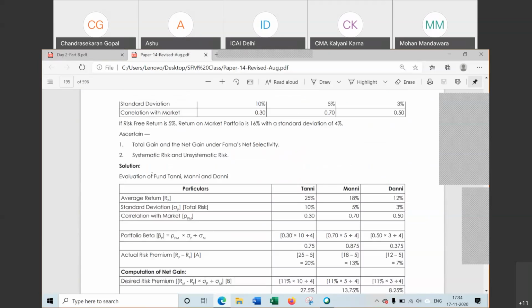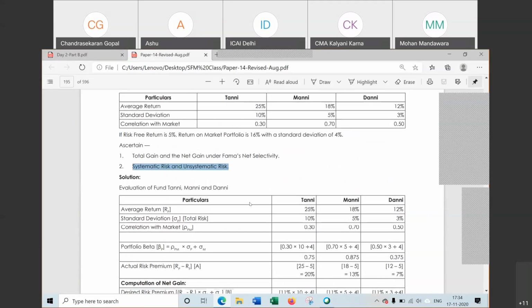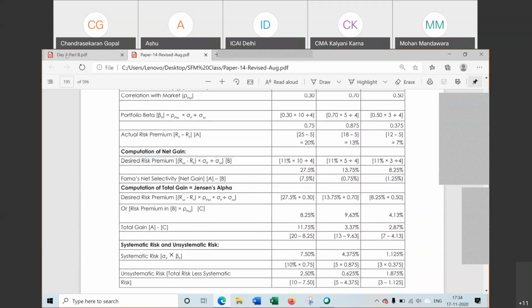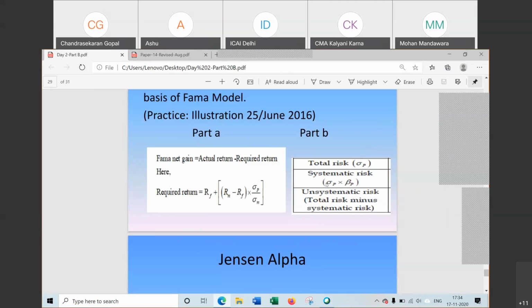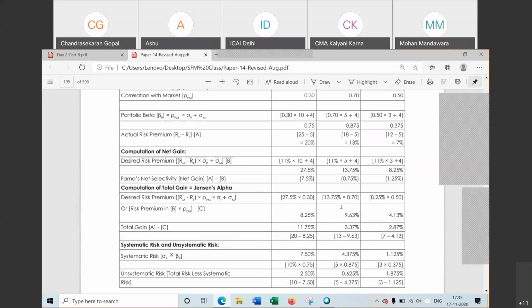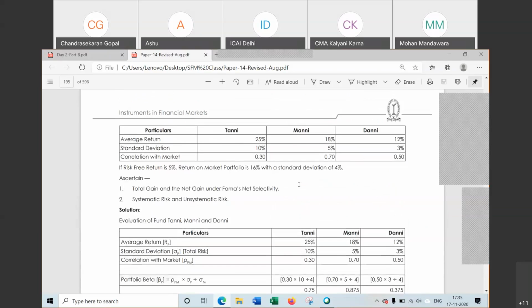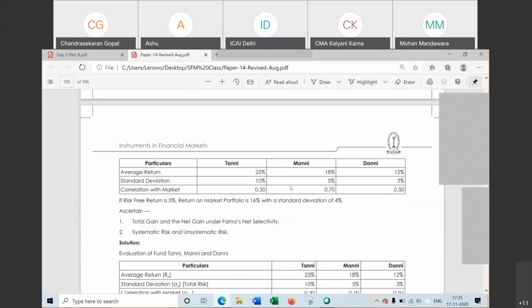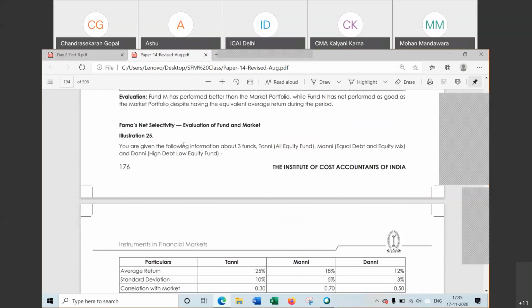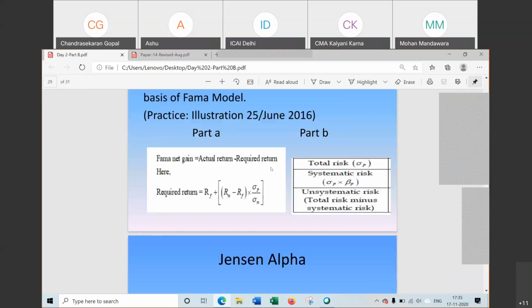And for the second part, what is systematic and unsystematic risk? So you will calculate it on this formula. Systematic risk is standard deviation into beta, total risk is this. In the same way for this and this security. So try these two questions for pharma net selectivity, question number 25 and question number June 2016.